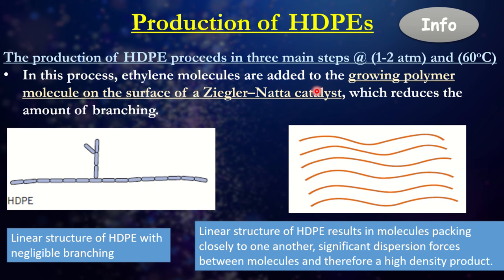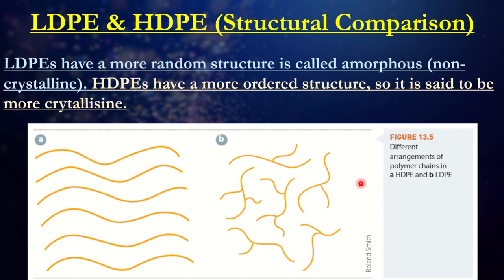So in this process, we're using this particular catalyst here, and that reduces the amount of branching. Okay, so that's what we have here. And because there's a lack of branching, you can put these chains really close to each other, and hence the name high density. Okay, so there's the 2 structures. High density, low density there.